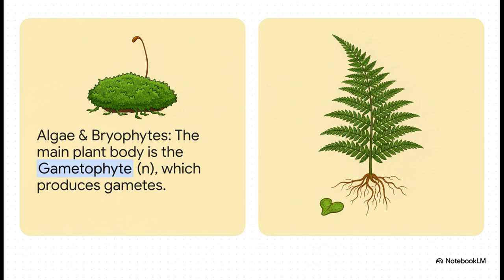Remember how with moss, the main plant was the gametophyte? Well, starting with ferns and everything after them, the roles completely reverse. The sporophyte, the part that makes spores, becomes the big, dominant plant we see, while the gametophyte shrinks down to almost nothing. This was the key that unlocked the door to growing tall and taking over the land.